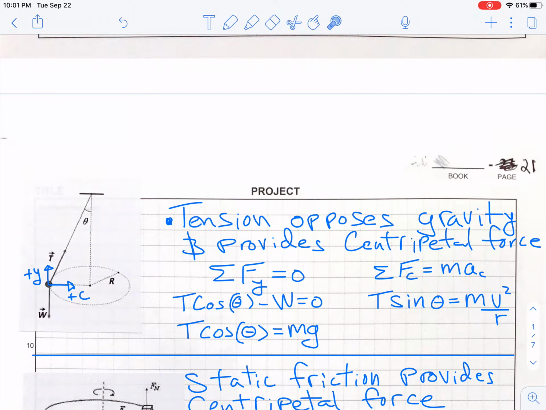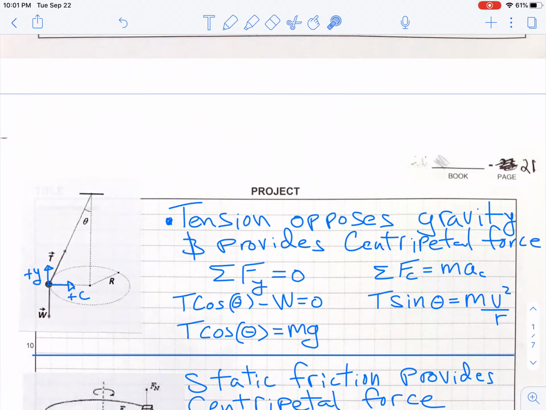So here we have a conical pendulum because it makes a cone shape when it swings around. We'd be going around and around in circles. We have a tension coming up to the ceiling there. This might remind you of the flying pig lab that we did last year. Tension opposes gravity and it provides the centripetal force. It does both of those things.